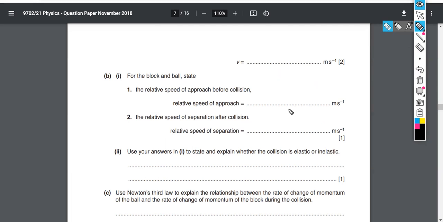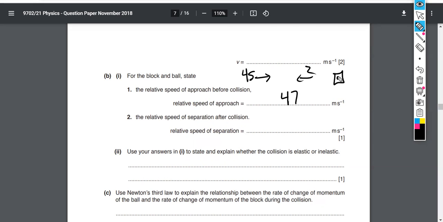When things travel in opposite directions, which they are before the collision, we add the speeds to calculate relative speed. So the 45 meters per second this way, plus the 2 meters per second this way, that's opposite directions. And so the relative speed is 47.